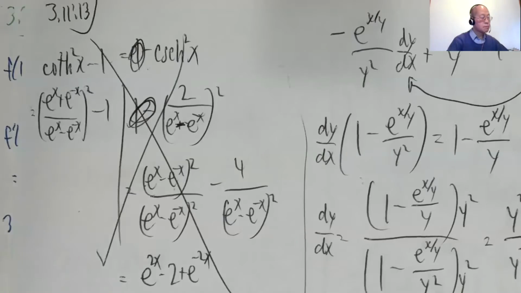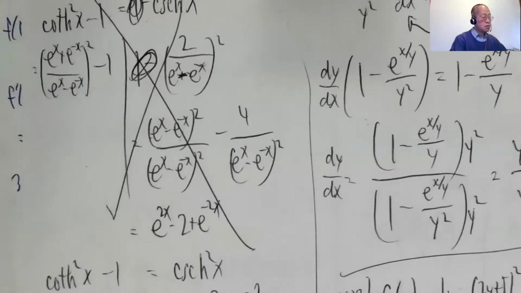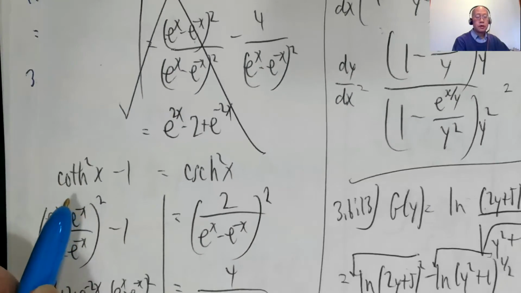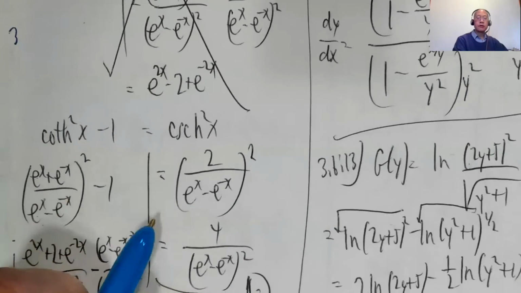This is a review section for chapter 3, lots of problems from all sections. Okay, 3.11, number 13, prove hyperbolic cotangent squared x minus 1 is hyperbolic cosecant squared.